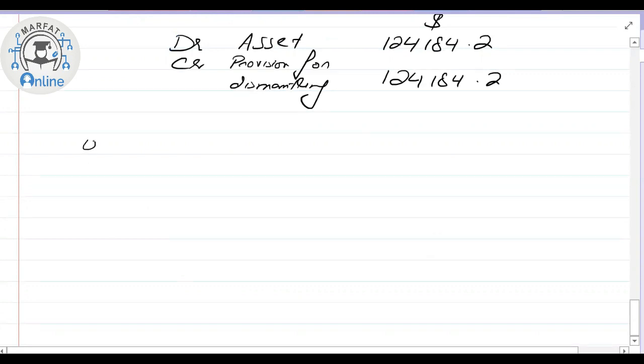Now there is one more concept attached to it, which is unwinding.